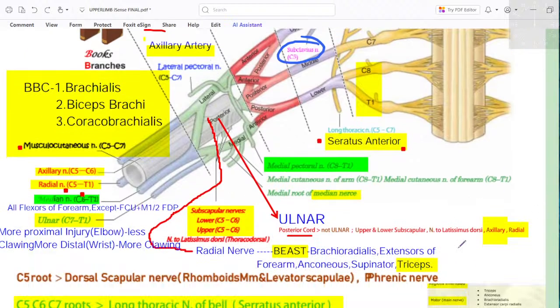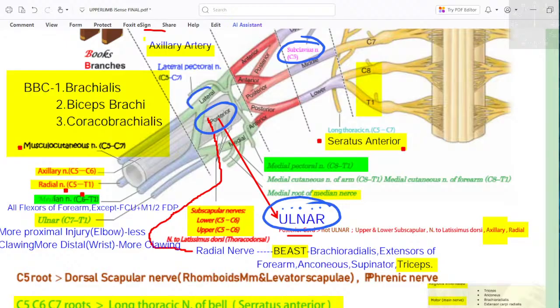ULNAR. This is a mnemonic, not the real ulnar nerve. Remember very carefully, because the ulnar nerve comes from the medial cord. But we are saying posterior cord nerves, we can remember by this mnemonic ULNAR: upper and lower subscapular nerve, nerve to latissimus dorsi, axillary nerve, and radial nerve. All are posterior, posterior, posterior. Finish.